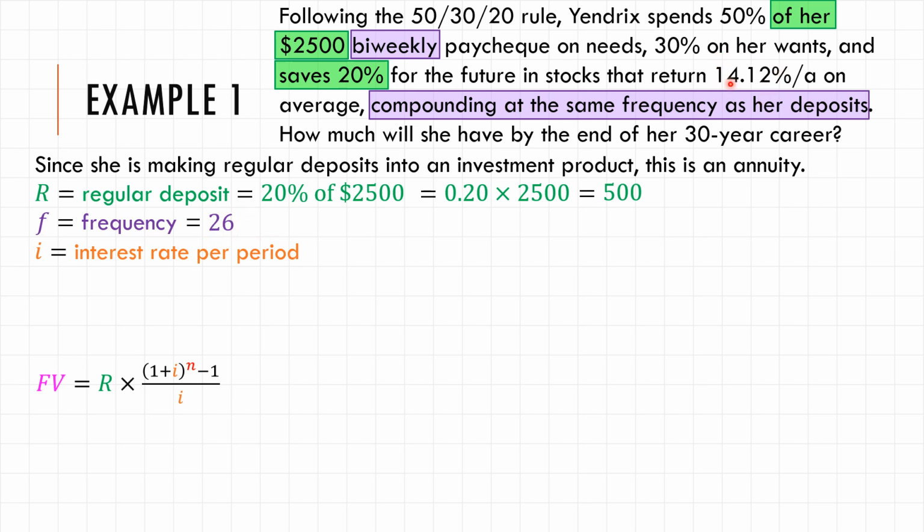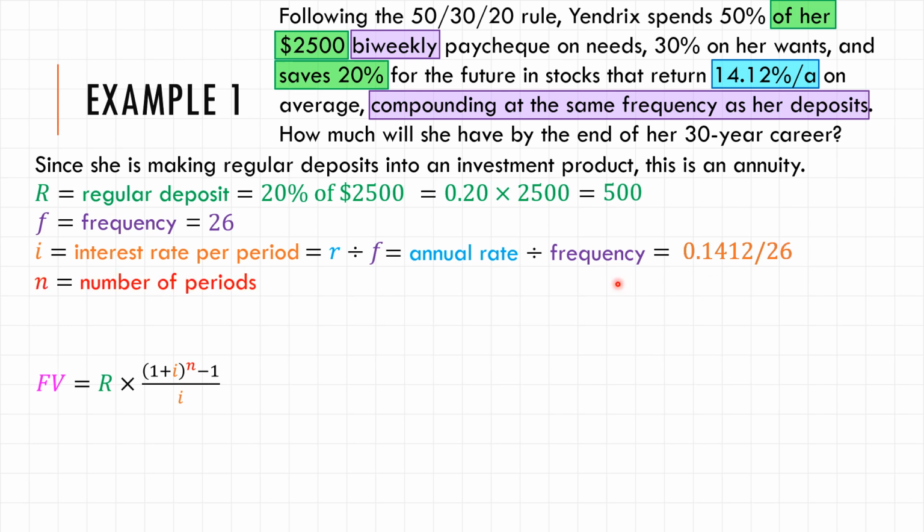And the interest rate for one period can be calculated using this. It's not 14.12%, because it compounds every 2 weeks. We have to take this rate and divide it by the actual frequency. So we take the annual rate divided by the frequency. That gives us 0.1412, which is 14.12% as a decimal, divided by the frequency, which is 26. And that actually doesn't give us a nice decimal number, so I'm just going to leave it as a fraction.